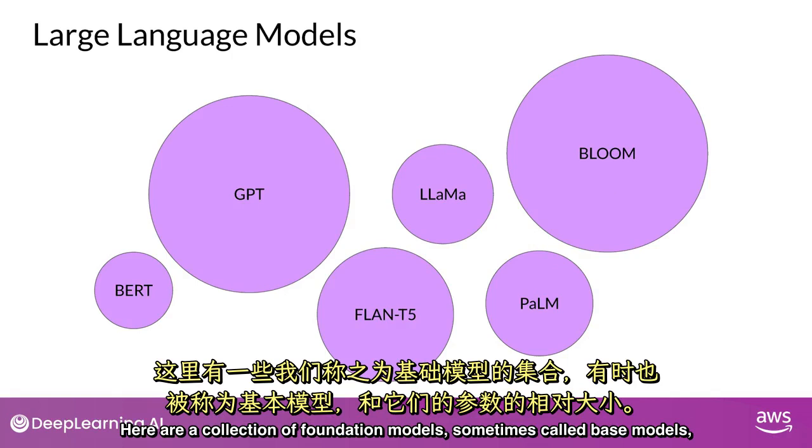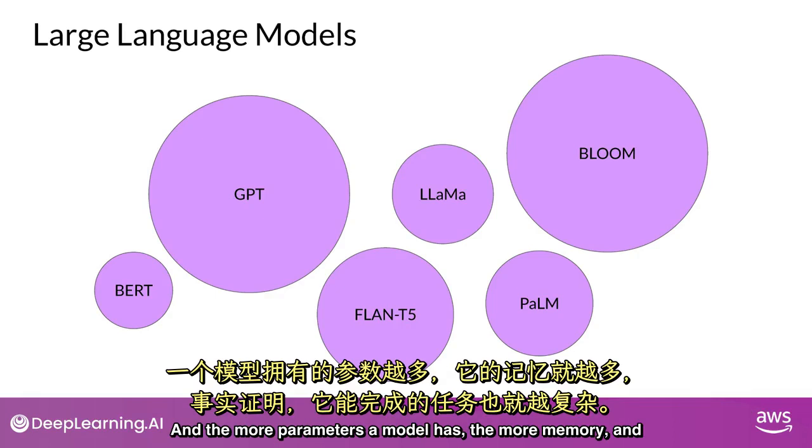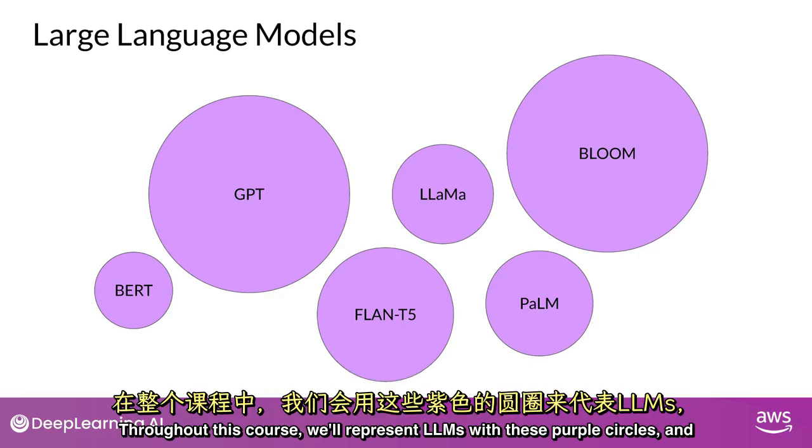Here are a collection of foundation models, sometimes called base models, and their relative size in terms of their parameters. You'll cover these parameters in a little more detail later on, but for now, think of them as the model's memory. And the more parameters a model has, the more memory, and as it turns out, the more sophisticated the tasks it can perform. Throughout this course, we'll represent LLMs with these purple circles.